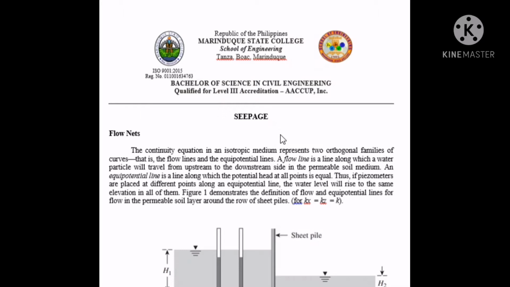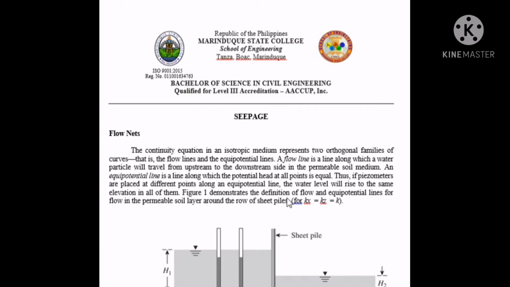The difference between seepage and permeability is that permeability is a measure of how easily a fluid can flow through a porous medium, while seepage is the flow of water through soils or the movement of water through soils. So in seepage, we discuss all about flow nets.